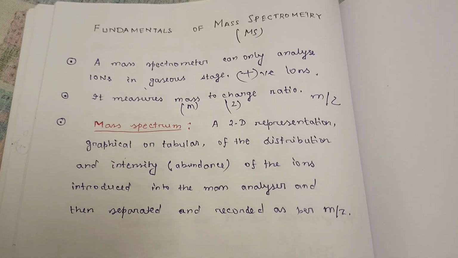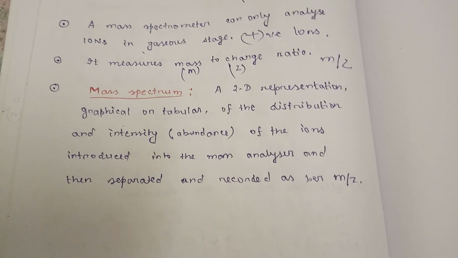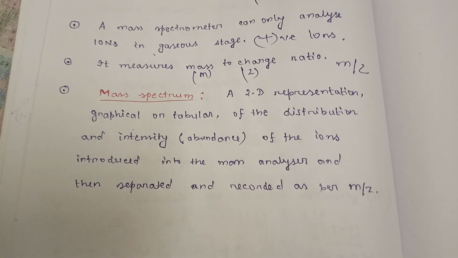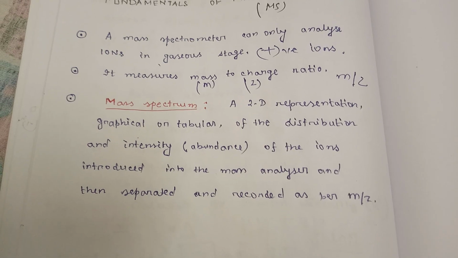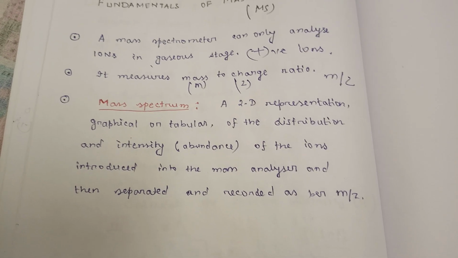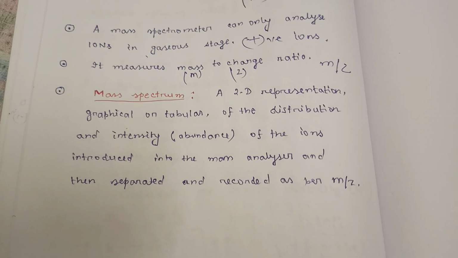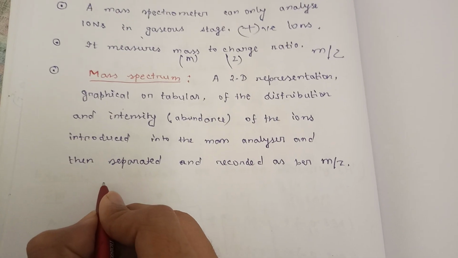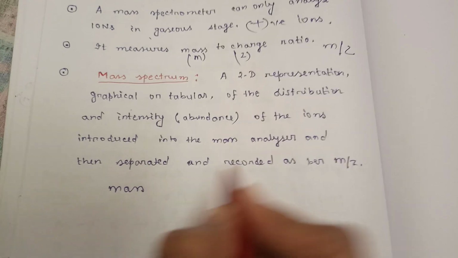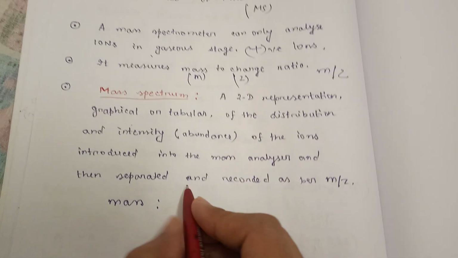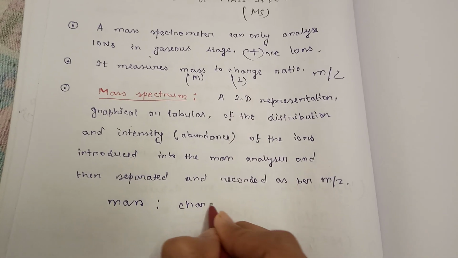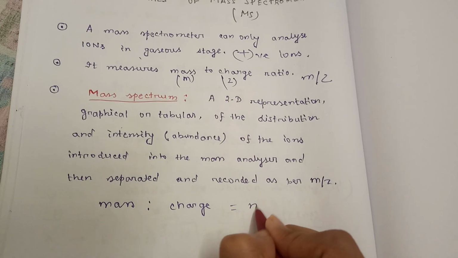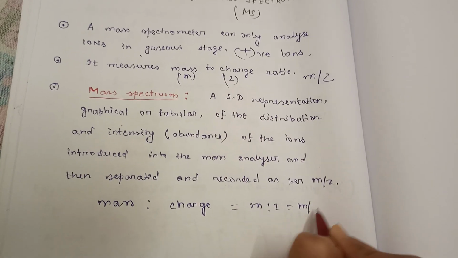What we will get at the last, like you can see here, the 2D representation, graphical or tabular, of the distribution of intensity of the ions introduced in the mass analyzer and then separated and recorded as m by z. So in this method we will measure the mass to charge, that means m is to z or m by z.